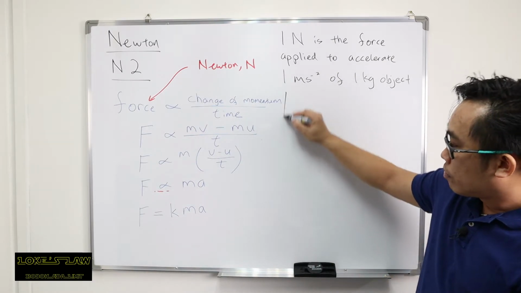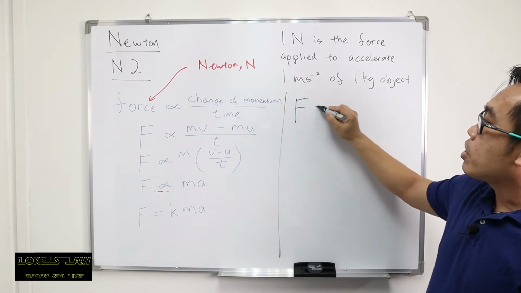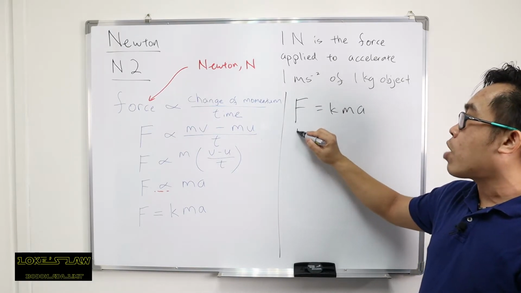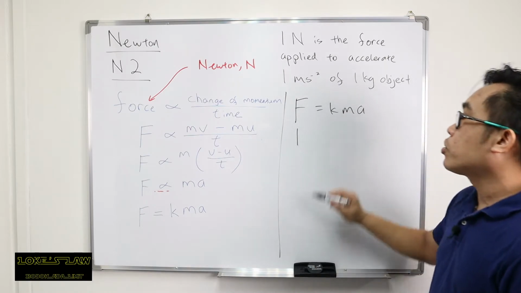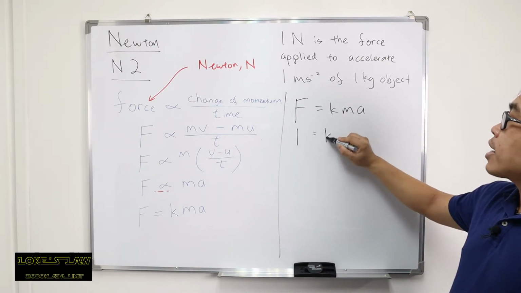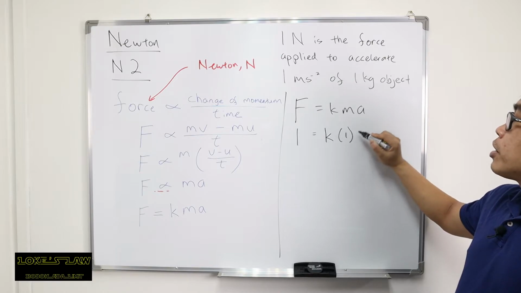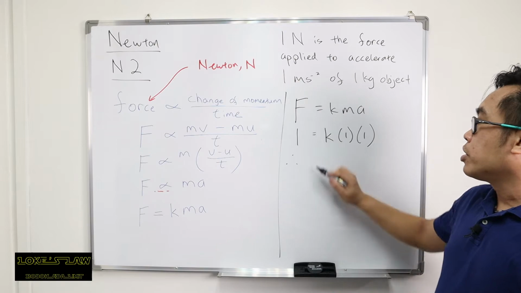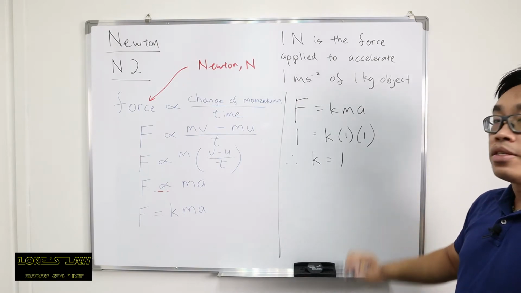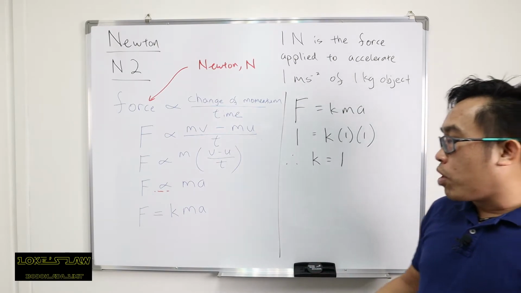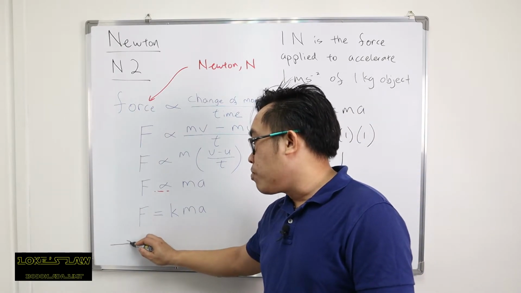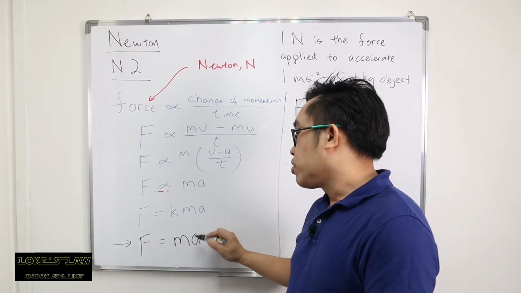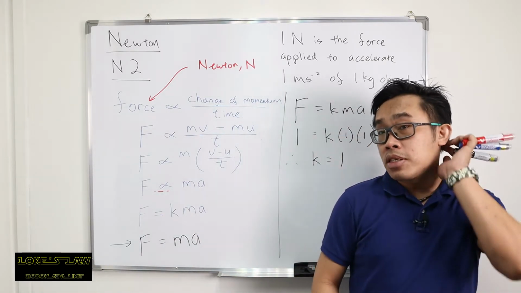So, we're going to have F equals kma. Because the force here is 1 Newton, and 1 Newton is a force to accelerate 1 kg of material by 1 meter per second, as a conclusion, k is equal to 1. So that's the reason why, in common, we say F equals ma. That is the formula from Newton's second law.